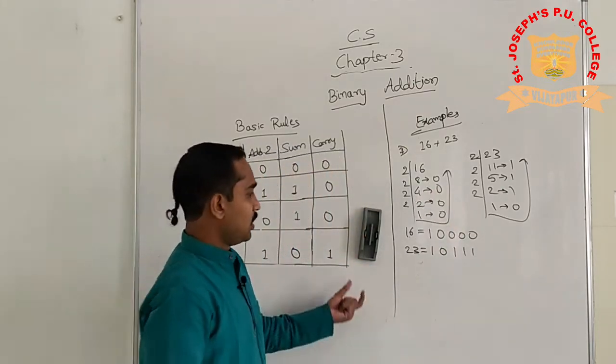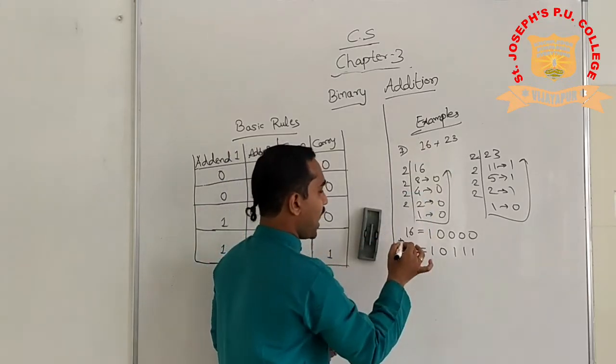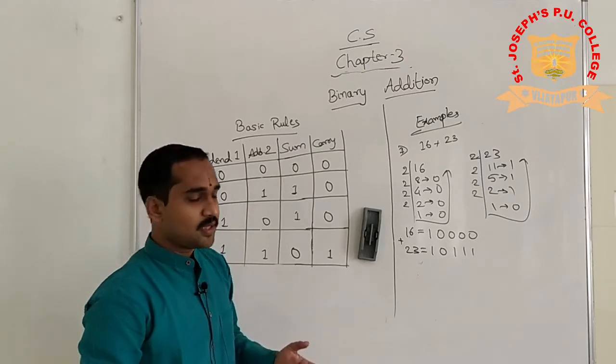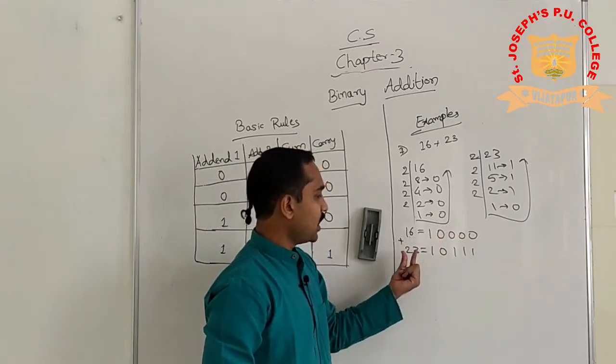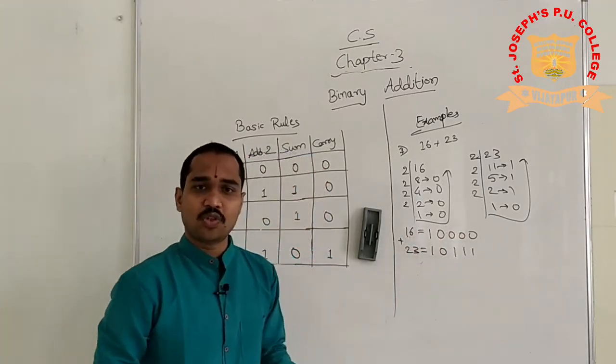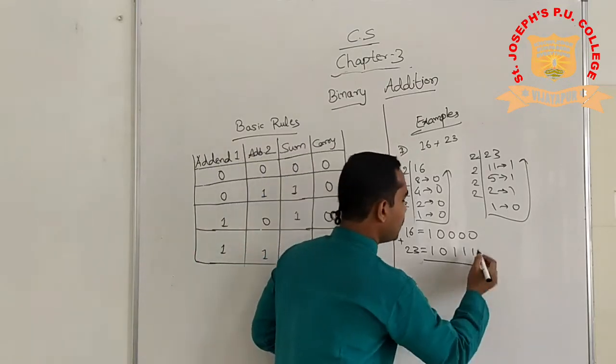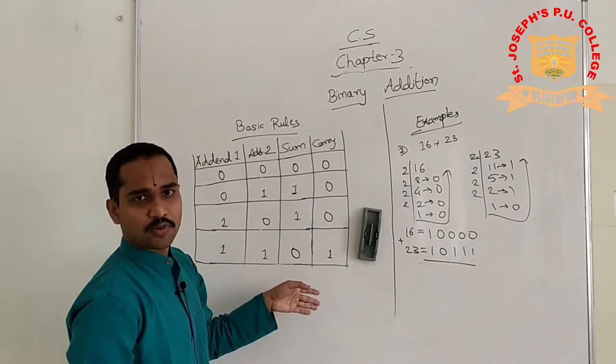Am I right? Now they have asked you to add this 16 plus 23 in binary. That means the binary equivalents of 16 and 23 have to be added. This is the rule. Now how to add them? You already know the basic rules of binary addition.